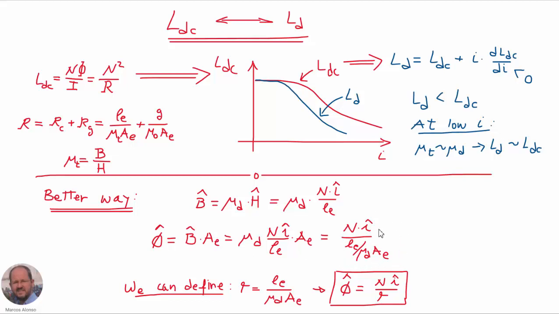At the end we obtain an expression like this one, in which the perturbation of the flux is equal to the perturbation of the magnetomotive force divided by this quantity here that we can see as a reluctance, which is the effective length of the core divided by the differential permeability and divided by the area. So we can define a small signal reluctance R in this way, and with this we can say that the perturbation of the flux is equal to the perturbation of the magnetomotive force divided by the small signal reluctance.